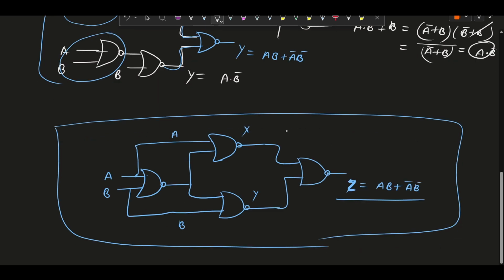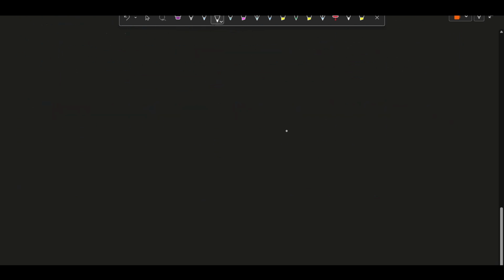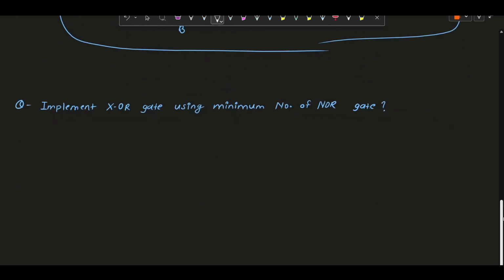Okay. Now let's move towards our second question, that is, implement the XOR gate using the minimum number of NOR gates. So just now we have seen how to implement the XNOR gate using NOR gates. Now we will implement the XOR gate. For that, first we need to understand one concept of the NOR gate, that is how to use a NOR gate as a NOT gate. Why am I saying we need to understand how to use a NOR gate as a NOT gate, because we have implemented the XNOR gate just now.